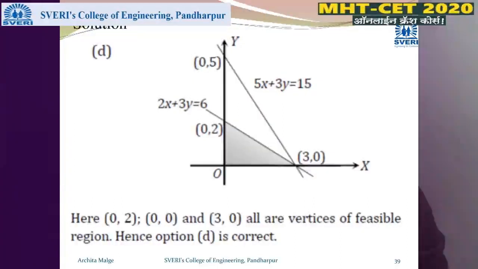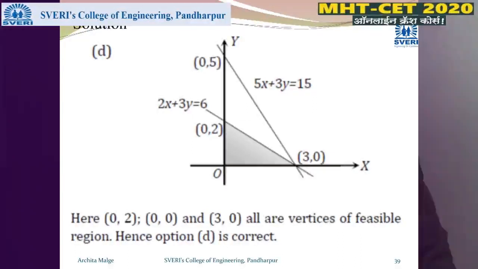What are they? 2x plus 3y is equal to 6. If we keep x equal to 0, we get the value of y as 2, and putting y equal to 0, we get the value of x as 3. In the same way, if we keep x equal to 0 in the second equation, 5x plus 3y is equal to 15, we get the value of y as 5. And if y is 0, we get the value of x as 3.